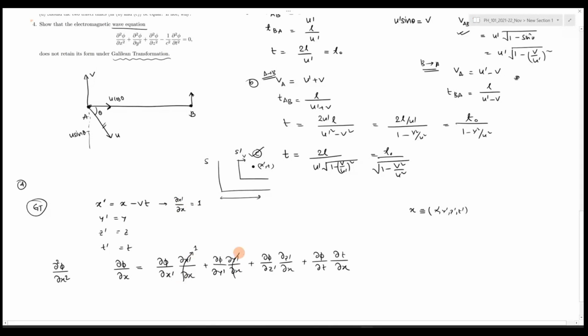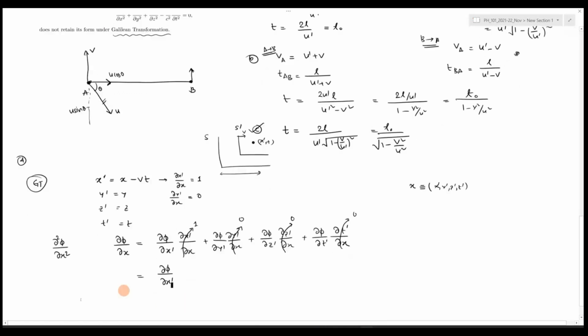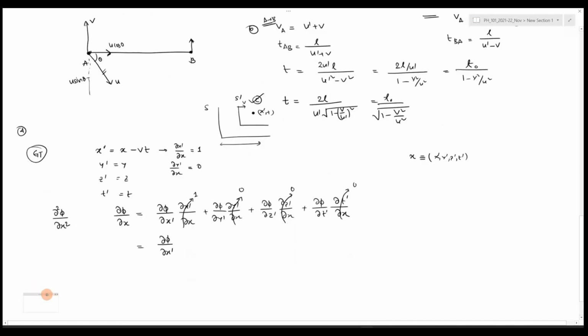dy prime by dx is actually how much? See, 0. Same way this one is 0. dt by dx, here I forgot to write 0. So finally we got that it is nothing but d phi by dx prime, right?